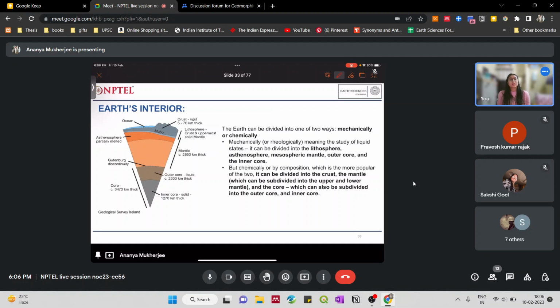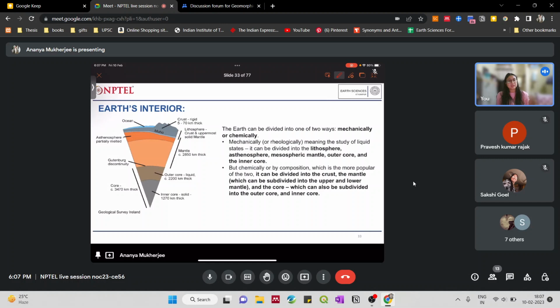Earth's interior, as we know currently in the present day, is a layered structure. The earth is made up of different layers which can be categorized in two ways: mechanically and chemically. Mechanically means the physical properties of each layer are different, rheologically that we mean. That means they are at different states of matter.